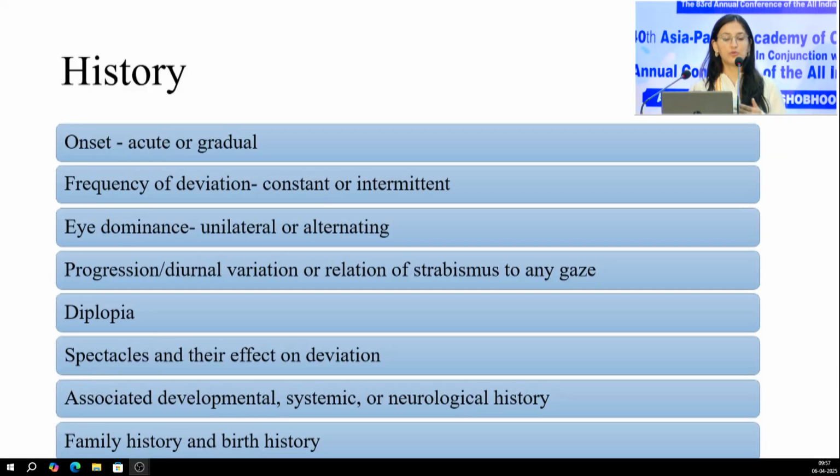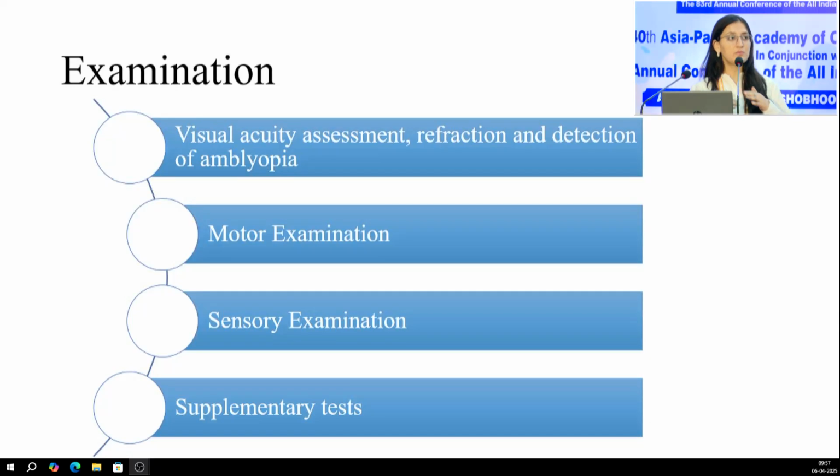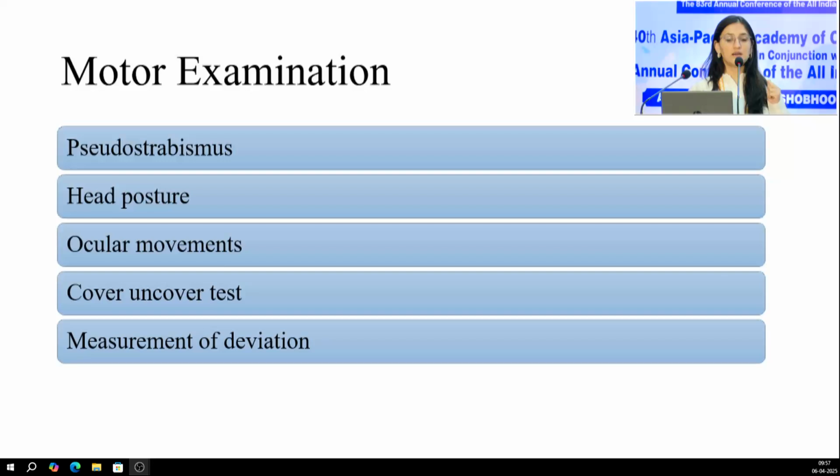Does the patient have diplopia? And how is the deviation changing with spectacles? Any history of developmental delay, any systemic, any neurological history, any family history, and birth history also is important when we are concerned with strabismus. So the most important aspect of the examination is visual acuity assessment, refraction, and detection of amblyopia. Next is the motor examination, sensory, and the supplementary tests. I'll be discussing the motor, sensory, and supplementary examination today.